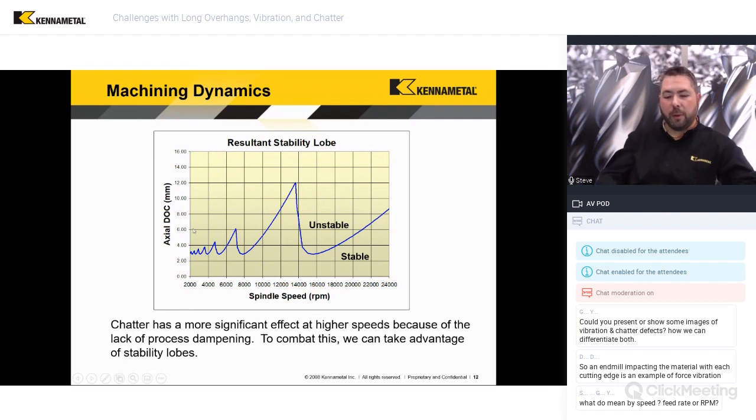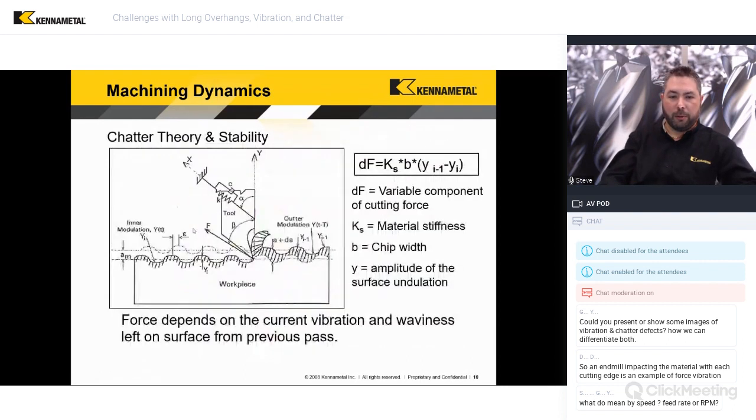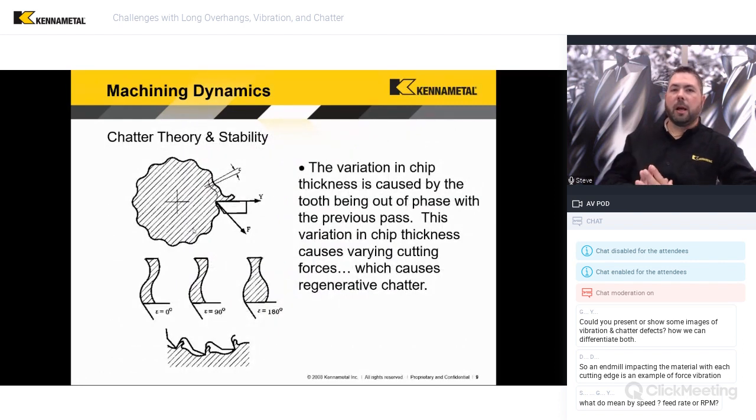So if we go back to this slide, ultimately, what are we trying to do? We're trying to keep that tool tip engaged with the workpiece material, and we're trying to keep a relatively constant chip thickness. If our relative vibration and oscillation is very low compared to our chip thickness, we don't have a problem, right? It's kind of where it's insignificant. That's more in the bottom part of this curve.